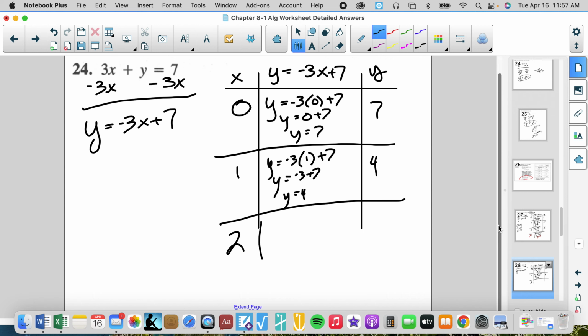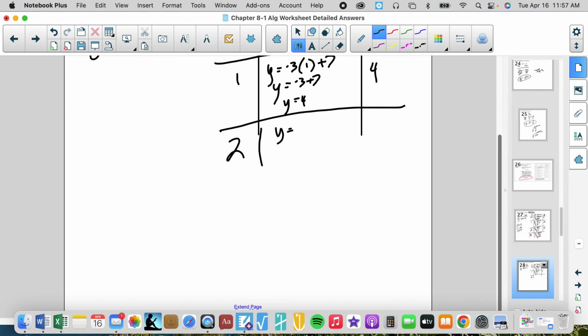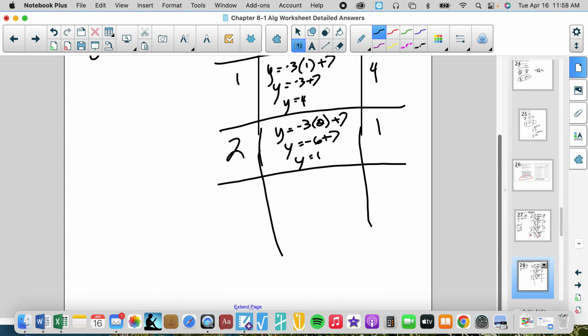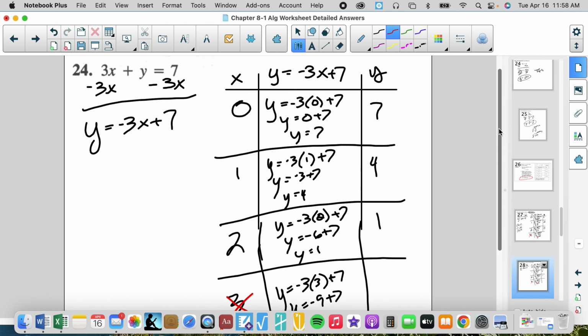Now 2. Y equals -3 times 2 plus 7. Y equals -6 plus 7. Y equals 1. Now 3. Y equals -3 times 3 plus 7. Y equals -9 plus 7. Y equals -2. Not a solution. So 3 doesn't work. So we again have 3 answers. We have (0, 7), (1, 4), and (2, 1).